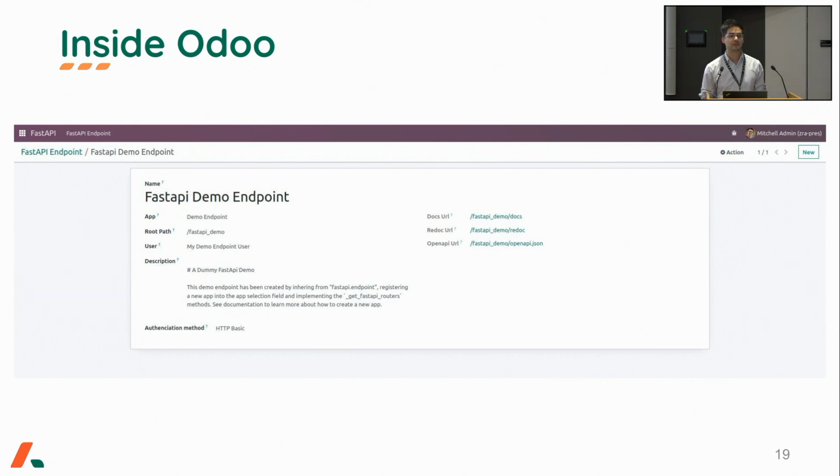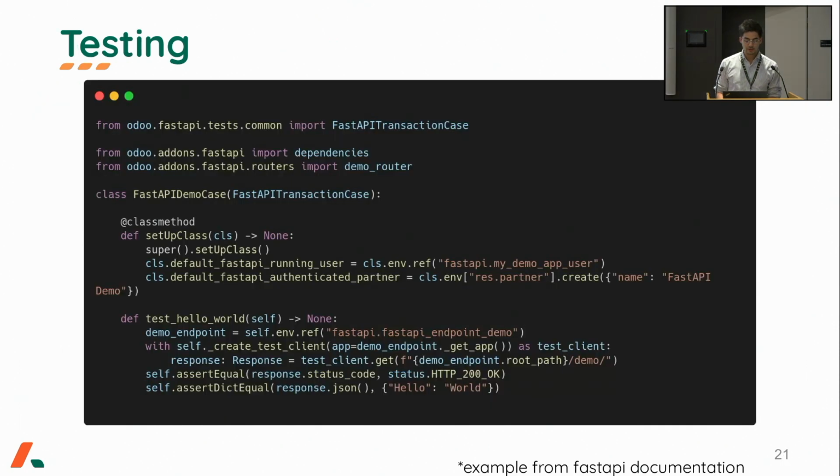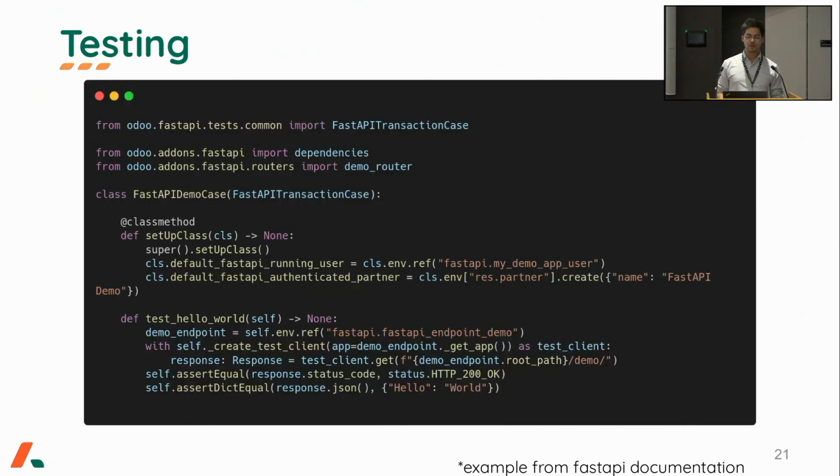And on the right side, you have the documentation that has been generated. And if I click on it, I have, of course, the automatic documentation that has been generated with my one root /addresses /invoicing, that is a get, and underneath that, the schema, the new schema invoicing address that I just introduced. So that's it for my small example.